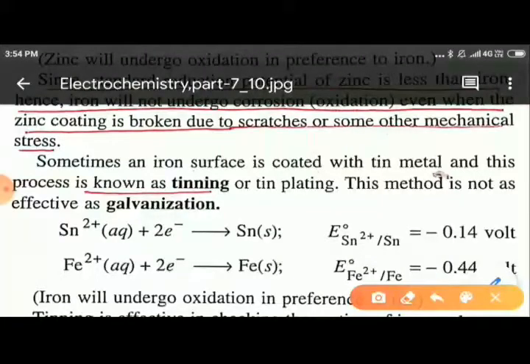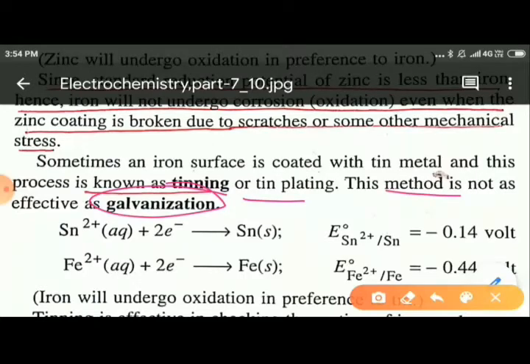Sometimes another source of galvanization is also taken, like tin. If we take tin to coat the particular metal, this process is known as tinning or tin plating. This method is not as effective as galvanization.